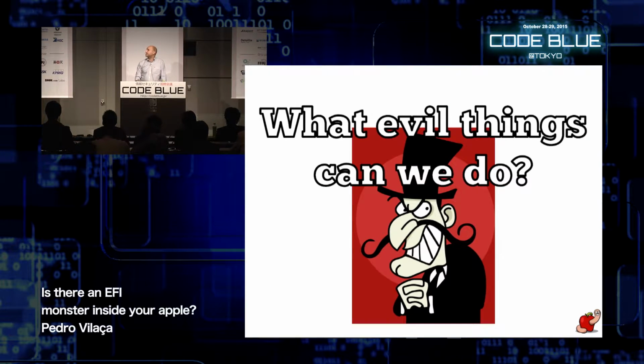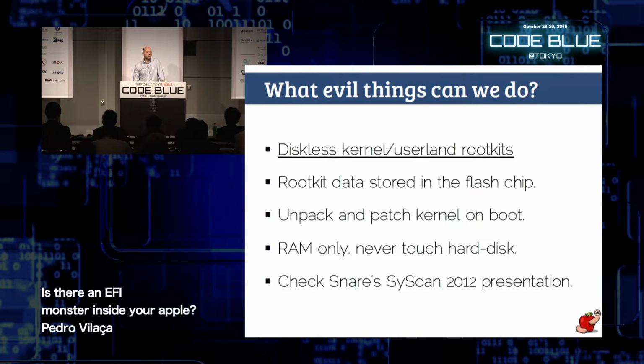Interesting things, attacks on EFI, examples of what we can do, why EFI is important. You can build a rootkit that never touches your hard disk. This is very interesting because if you touch the hard disk, you can have hard disk forensics. You just need to have an image of your hard disk.